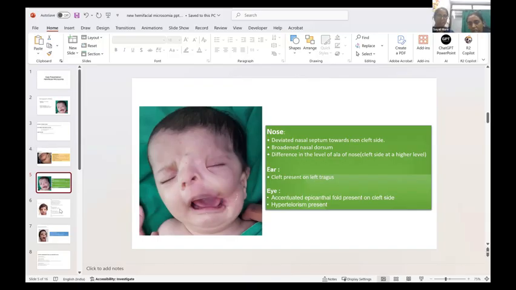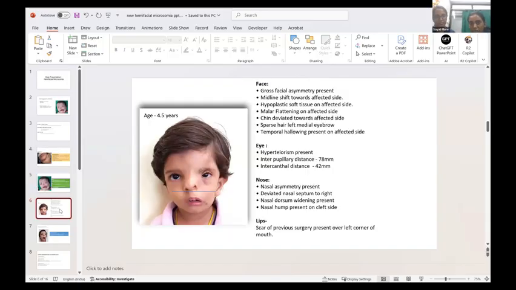Patient then again presented at the age of 4.5 years. At this stage, there was a gross facial asymmetry present. There was a midline shift towards the affected side. There was hypoplastic soft tissue present on the affected side. There was malar flattening on the affected side. The chin deviated towards the affected side. There's sparse hair on the left medial eyebrow, and temporal hollowing can be seen on the left affected side.